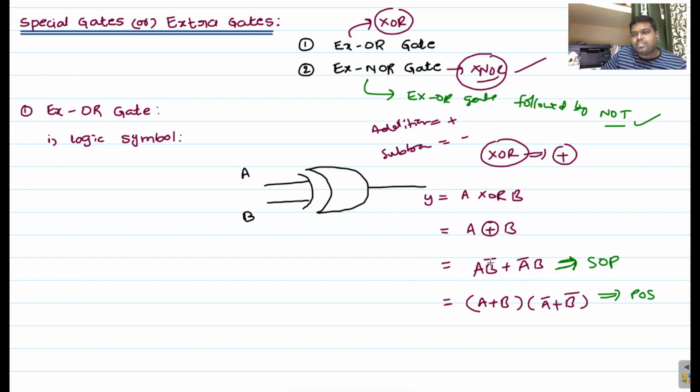That means each product term involves two variables. Out of these two variables, one variable is in uncomplemented form and the other is in complemented form. In the first term, A is uncomplemented whereas B is complemented. In the second term, A is complemented and B is uncomplemented. In product of sum nature, each sum term consists of two variables, either both complemented or both uncomplemented. In the first sum term, both variables are uncomplemented. In the second, both variables are complemented.